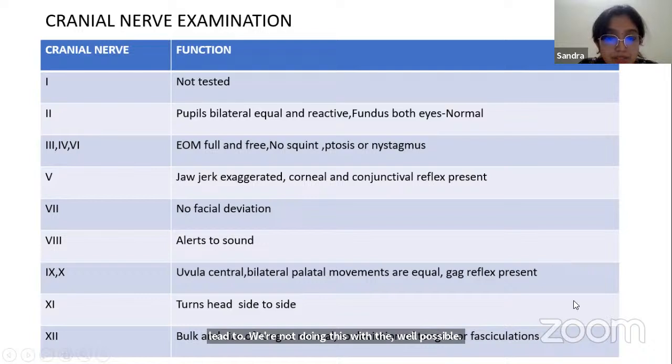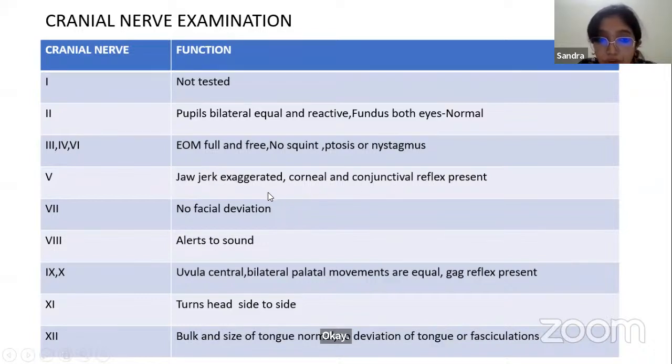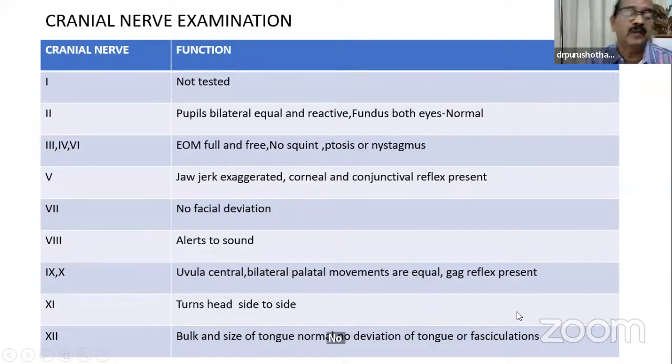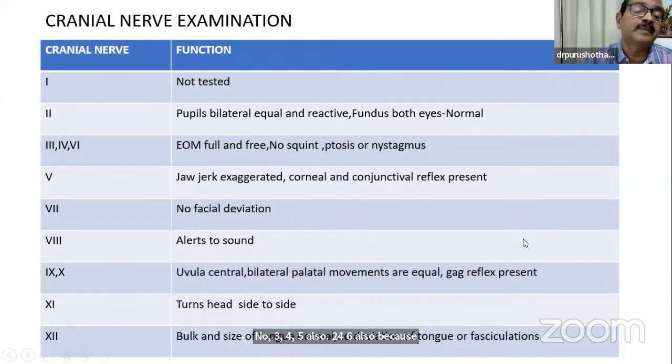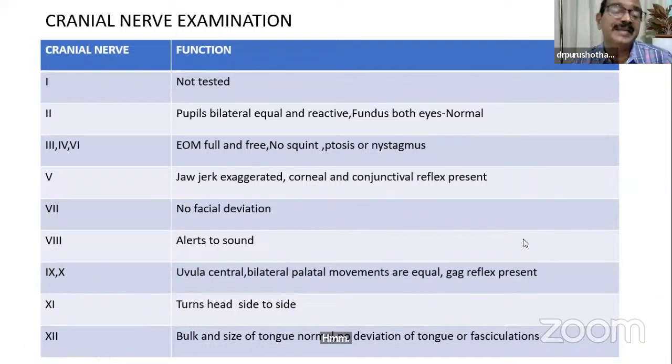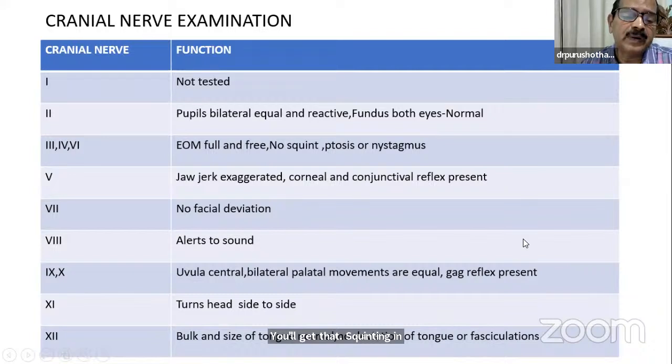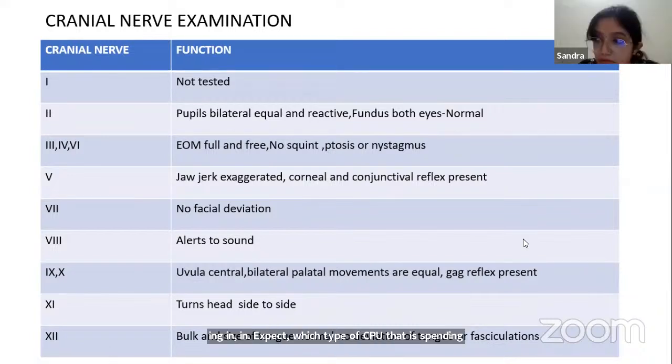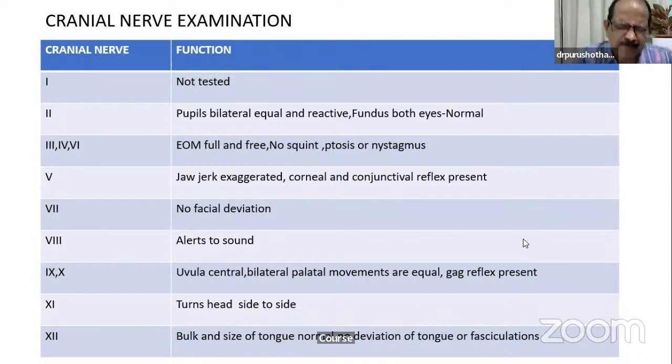Then the next important cranial nerve to focus on will be cranial nerve 5 to look for jaw jerk. Cranial nerves 3, 4, 6 also, because in 3, 4, 6 it won't be the paralytic type of squint. In which type of CP will you get a squinting and ocular problem? Hemiplegic type of CP. Okay.